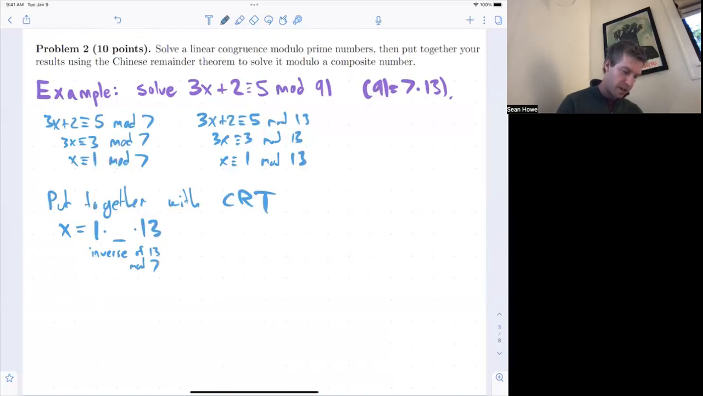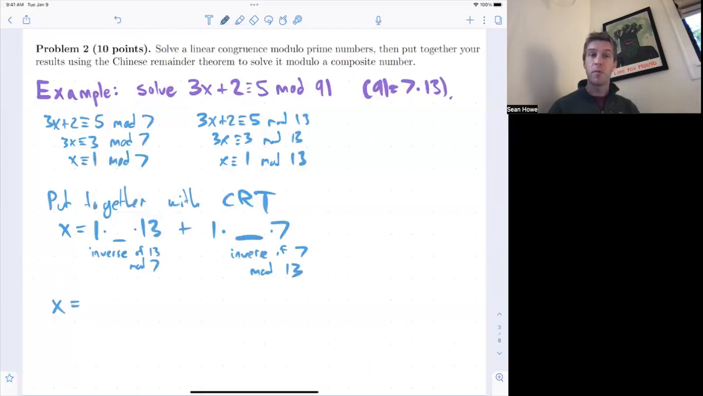And then you do it again. Here we're trying to get a second term that's 0 mod 7, but 1 mod 13. So this 1 comes from this one. Then something here, and here we'll put 7. So this is the inverse of 7 mod 13.